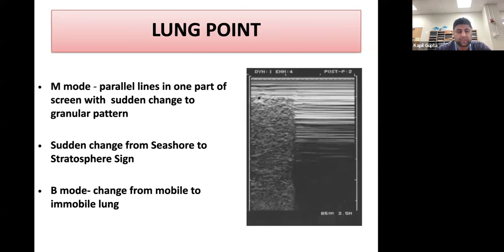So this is the same picture. The lung point is a sudden change from seashore to stratosphere sign, or in B mode, a change from mobile to immobile lung. Because in B mode, there will always be a place where there is absence of air, and that part of the pleura will be moving. So there will be a to-and-fro movement, whereas where there is pneumothorax, there will be no to-and-fro movement.